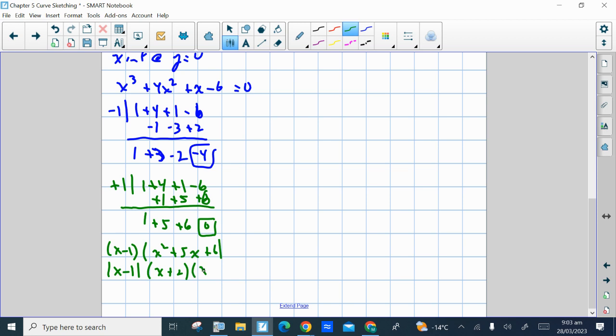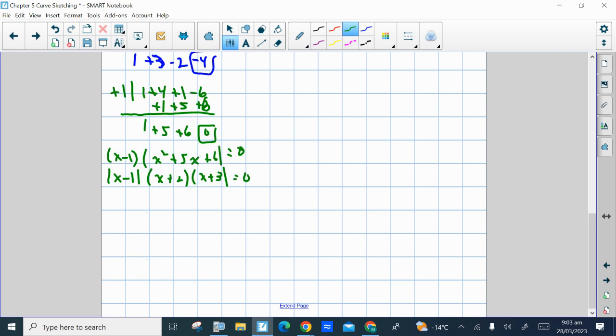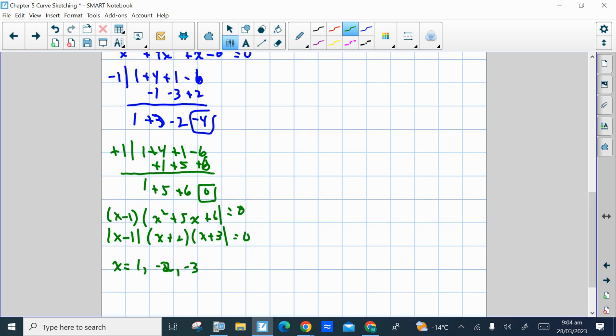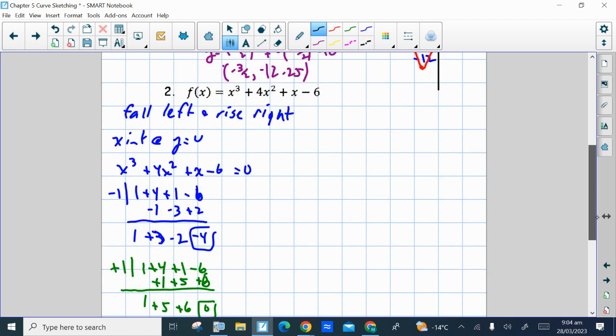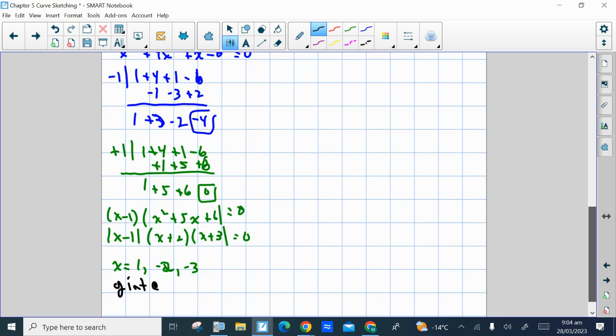x plus 2 and x plus 3. And again, we want to know where this equals 0. So that'll be where x equals +1, -2, and -3. So there's our x-intercept. Our y-intercept, again, will be the constant term, which in this case is -6.